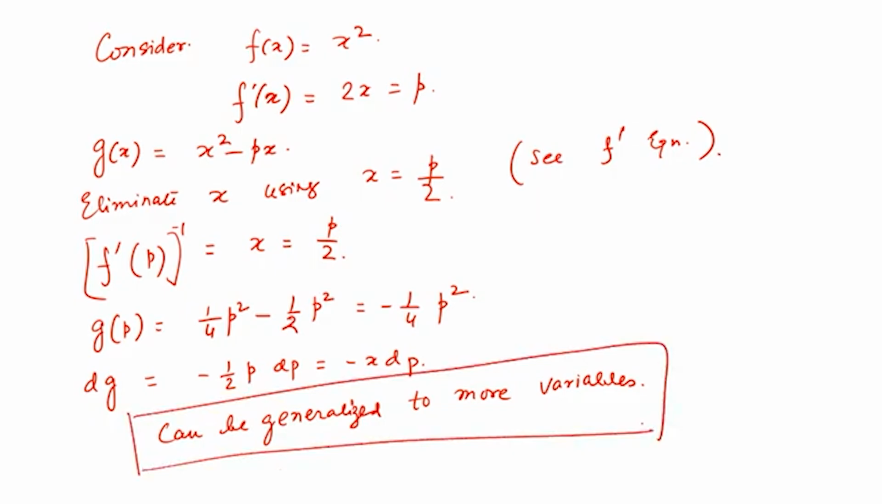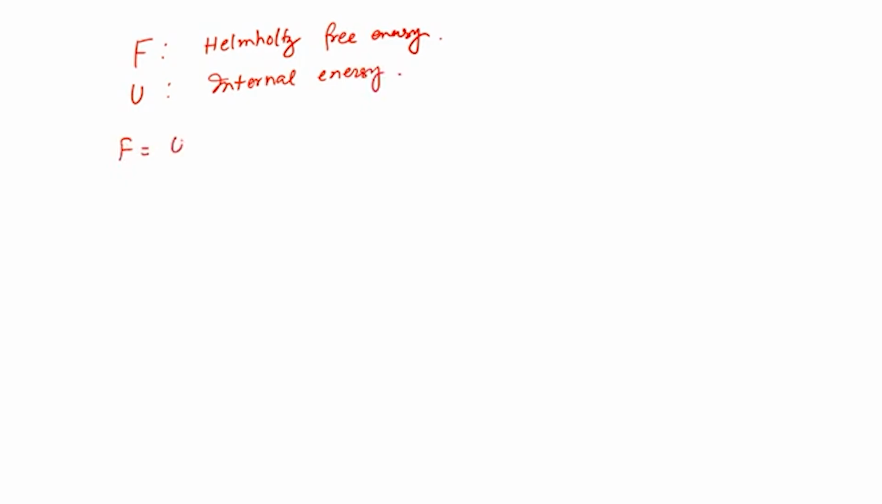Let us just see this for the thermodynamic potential. So, let us say the free energy and internal energy. So, Helmholtz free energy F and internal energy U. So, one of them is x and one of them is p. Okay. So, F is equal to U minus TS.